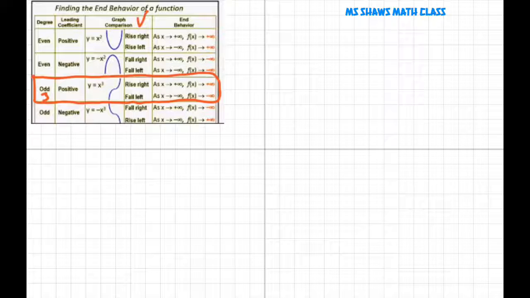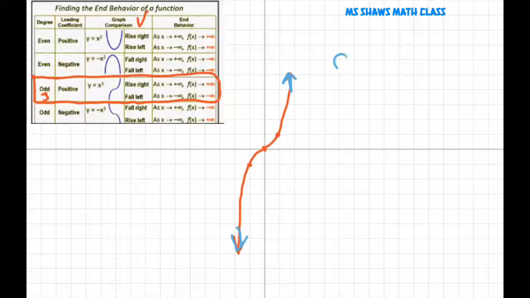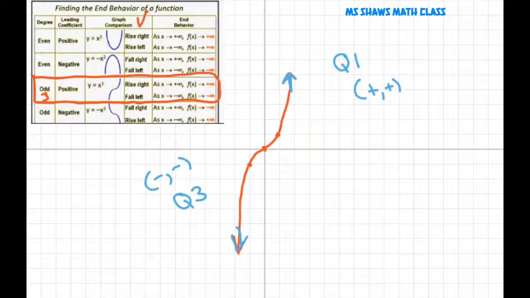So we're looking at this little box in here. So the graph comparison is y equals x cubed. So it's something like this. All right. And we mainly need to look at these end pieces here. And all the end behavior is stating is what quadrants are you in. This is quadrant 1 and quadrant 3. We know quadrant 1 is positive, positive. And quadrant 3 is negative, negative here.